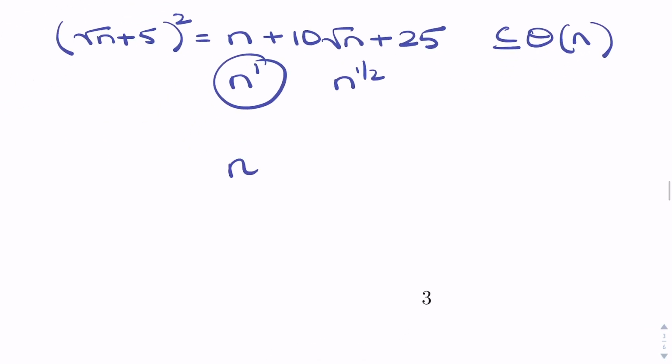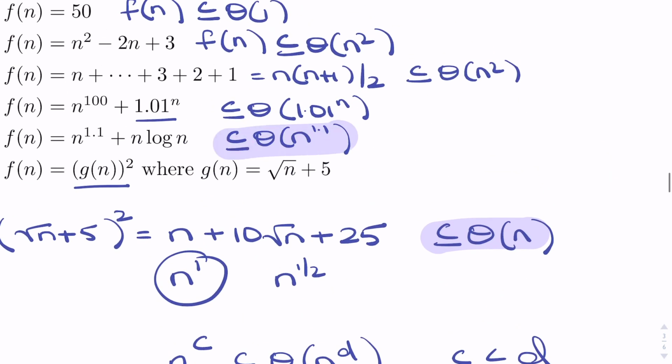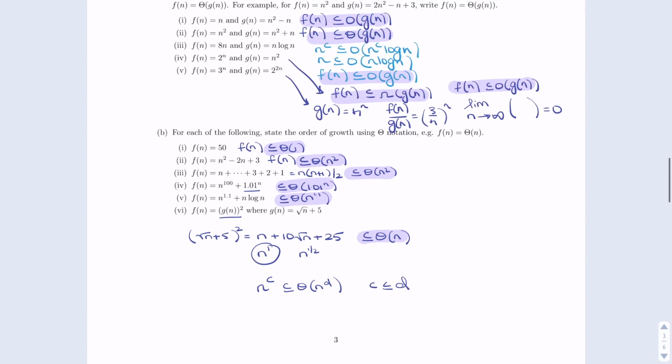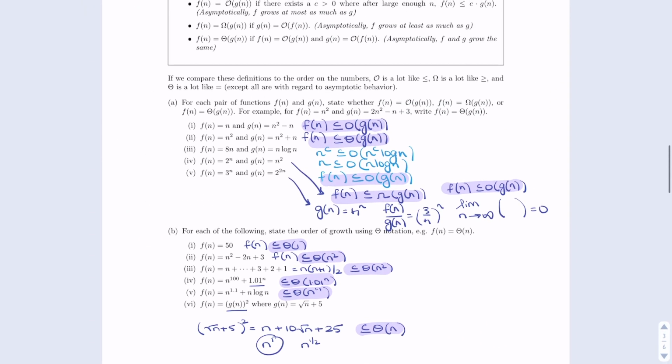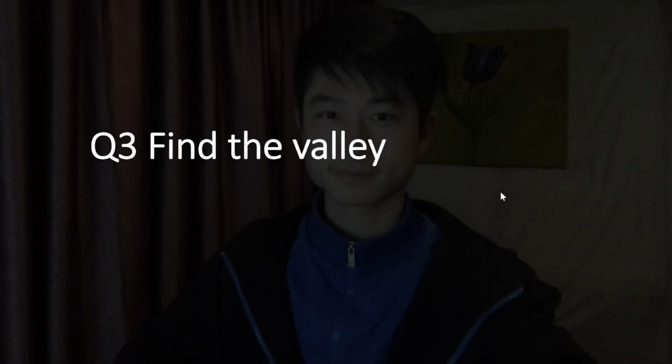The sort of trick here is that if you have n to the c, this belongs to theta of n to the d for all c less than or equal to d. That's the sort of rule here. And that concludes the walkthrough of question 2.